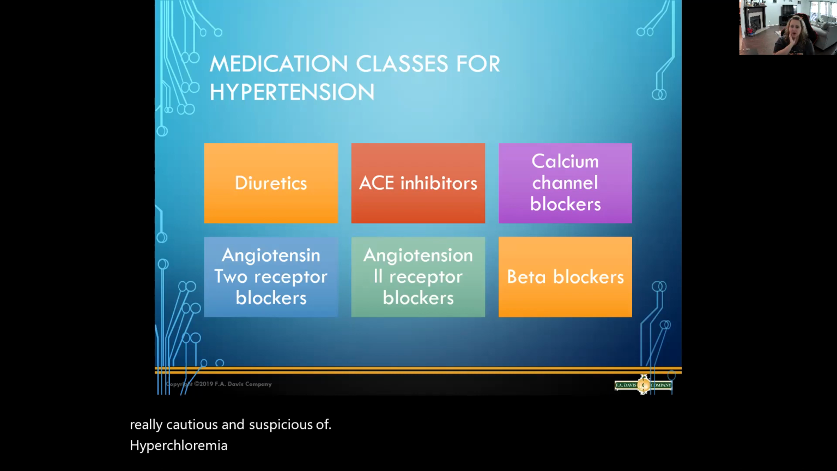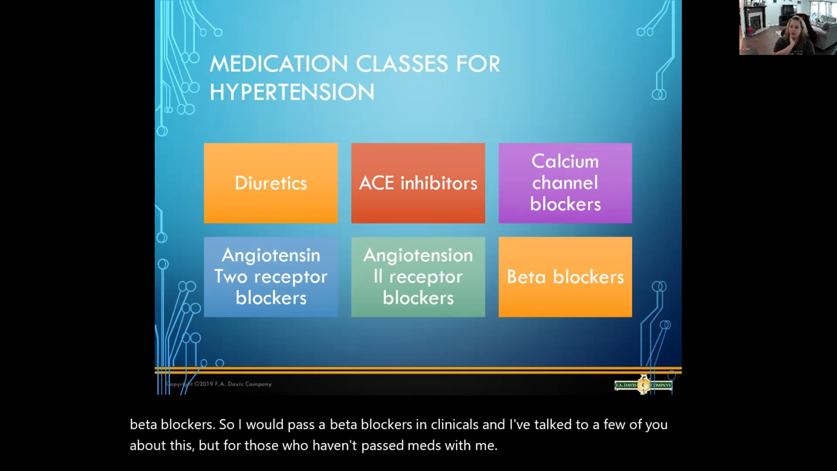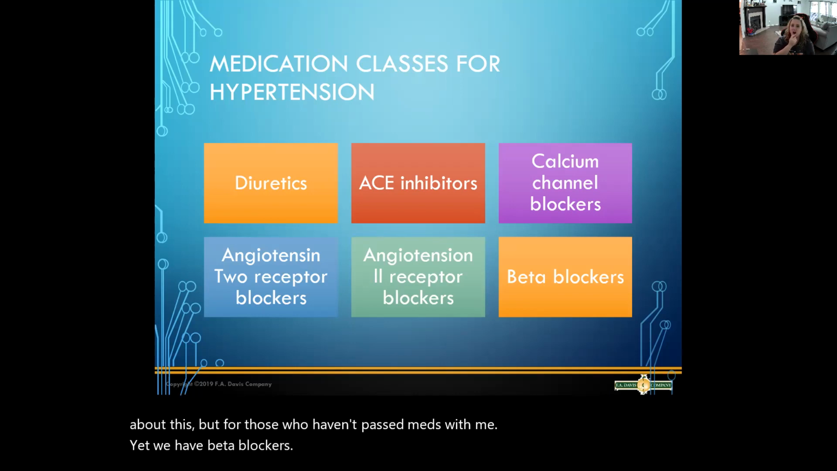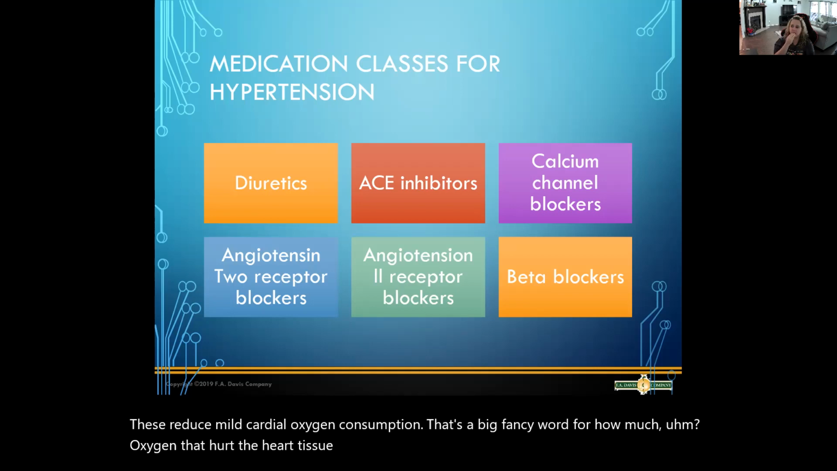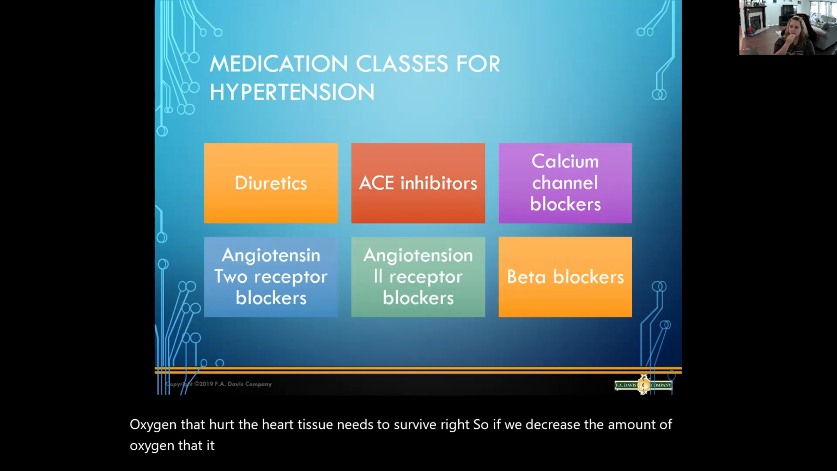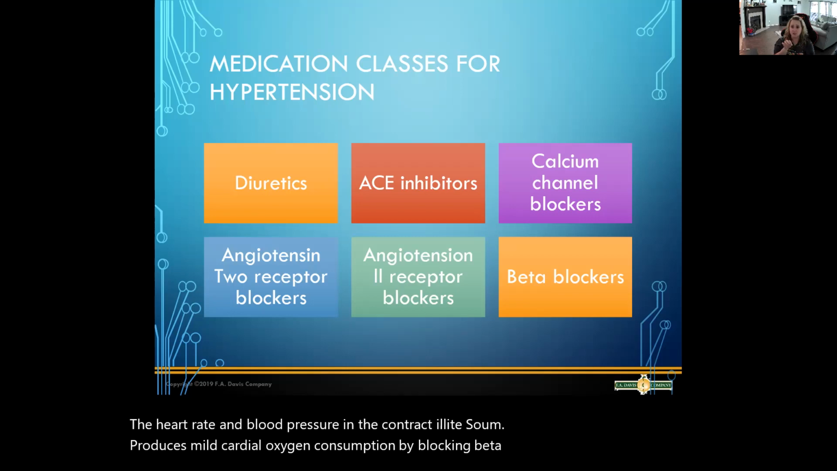Beta blockers. So I know we passed some beta blockers in clinicals, and I've talked to a few of you about this, but for those who haven't passed meds with me yet, we have beta blockers. These reduce myocardial oxygen consumption. That's a big fancy word for how much oxygen the heart tissue needs to survive, right? So if we decrease the amount of oxygen that it needs, then this is going to help with the heart rate and the blood pressure and the contractility. So it reduces myocardial oxygen consumption by blocking beta adrenergic sympathetic stimulation to the heart.